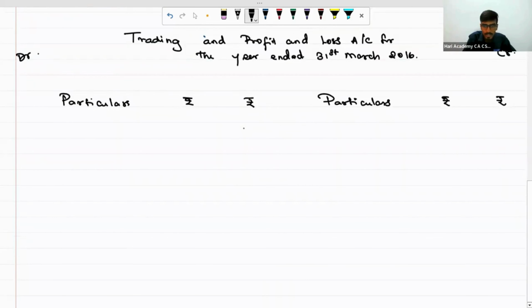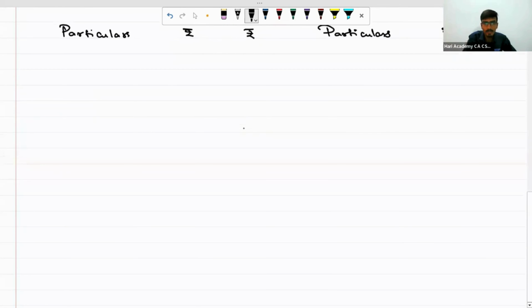What we are going to do here is give 10 to 15 lines of space. In your examination, you will get your examination paper, correct? In that paper, your first page should be for trading and P&L. On the back side of the page, the entire page is for the balance sheet.